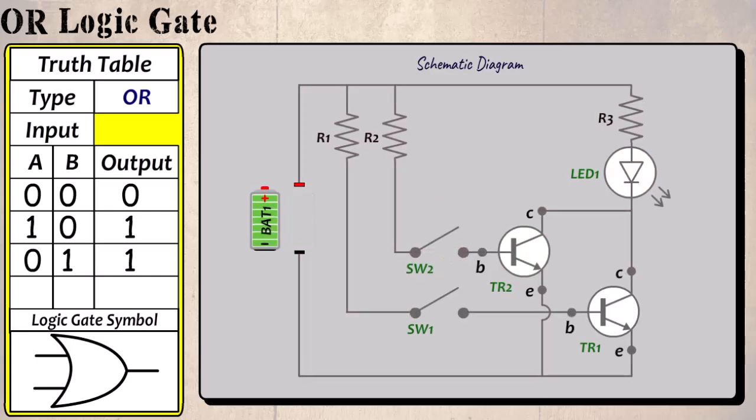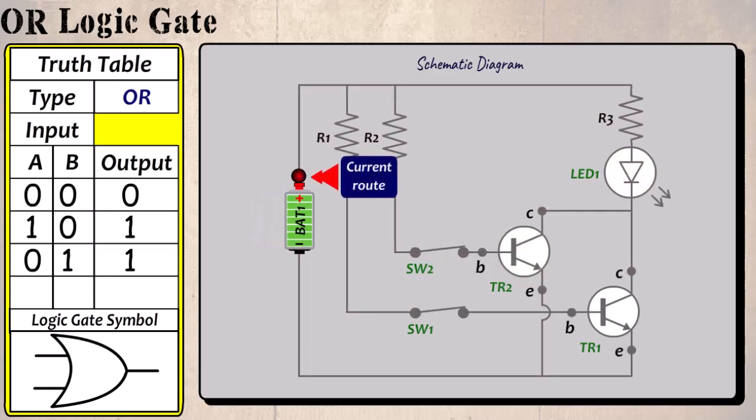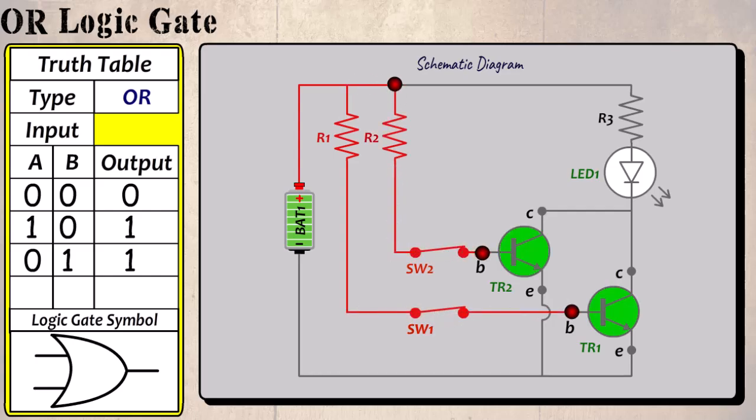Finally, when both SW1 and SW2 are turned on, the current can now flow through both transistors, turning them both on. When the current flows through R3, a complete circuit can be made through either transistor and the LED is turned on. Therefore, if the input is 1 and 1, the output is 1.